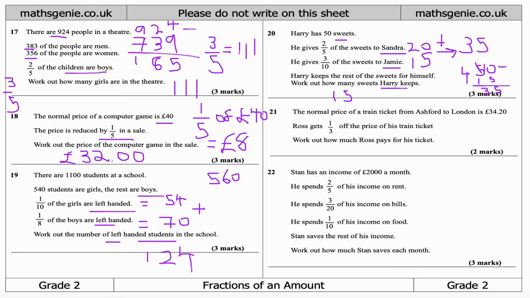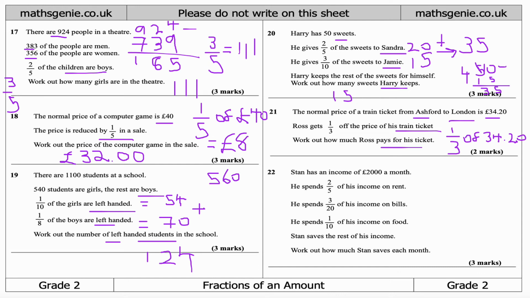For that. Question number 21, guys. The normal price of a train ticket from Ashford to London is £34.20. Ross gets 1/3 off the price of his train ticket. Work out how much Ross pays. So I'm going to work out 1/3 of £34.20. Now I can do it by the bus stop method, or I'm going to use my trusty calculator here.